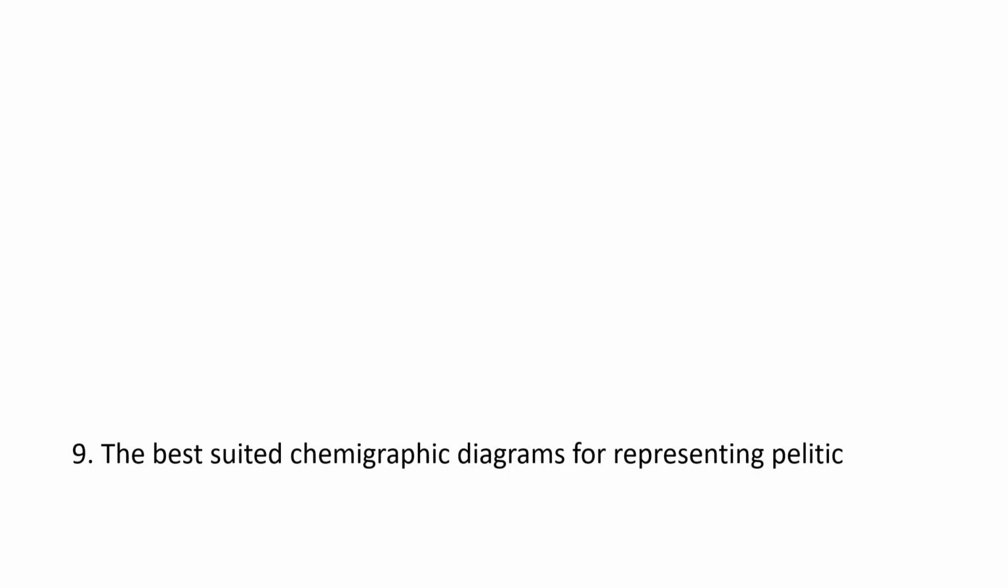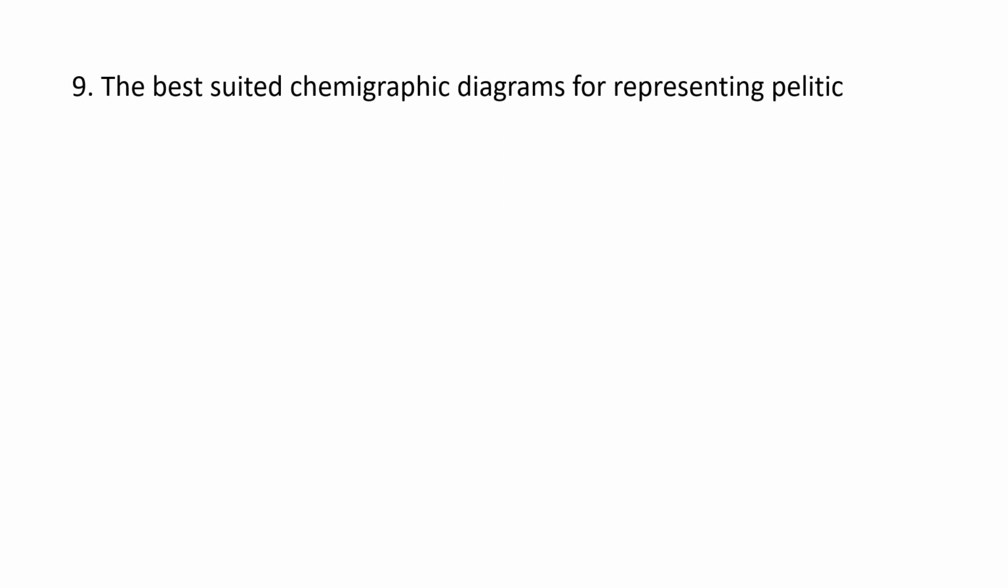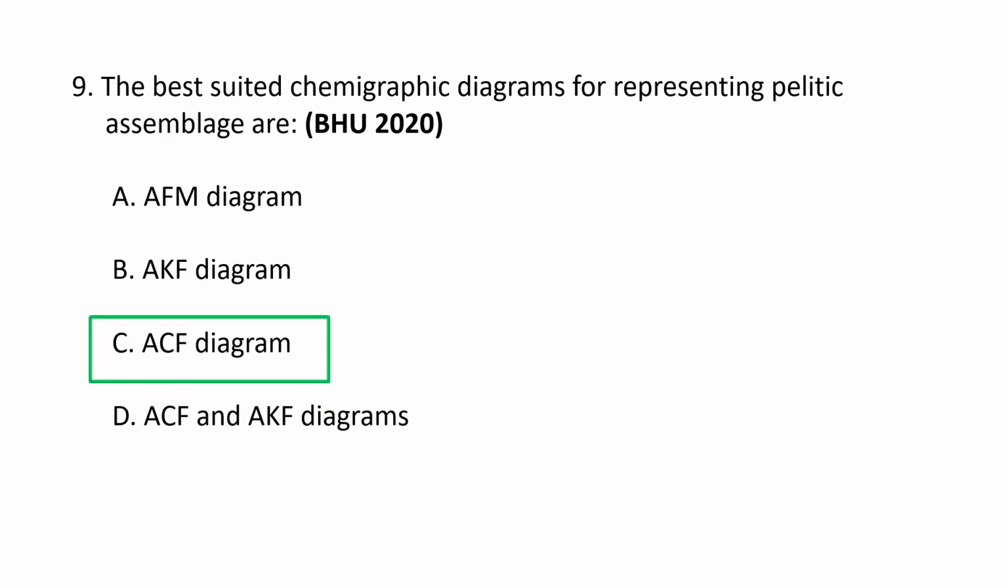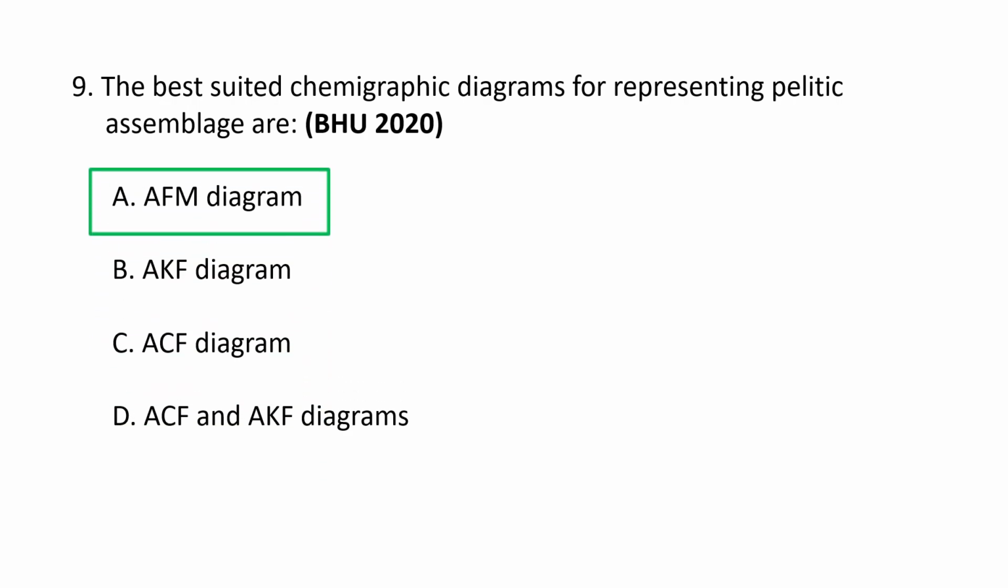Next question. The best suited chemographic diagrams for representing pelitic assemblages are A. AFM diagram, B. AKF diagram, C. ACF diagram, and D. ACF and AKF diagrams. So the correct option is AFM diagram.